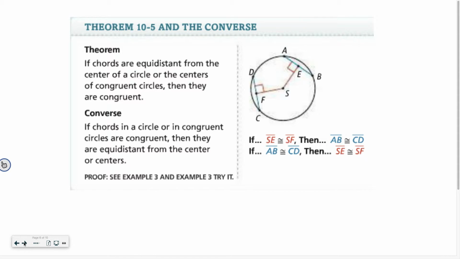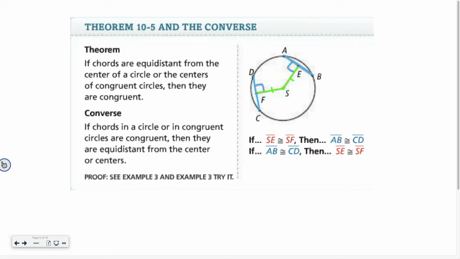Theorem 10.5. Again, please don't try to memorize it word for word. You just need to know the information. So if I know that SE is congruent to SF, so those two things are congruent, then I also know that AB is congruent to DC, okay? Something key to notice there too is also those right angles. We'll talk about those more in just a minute.